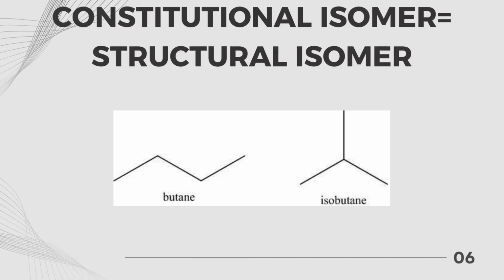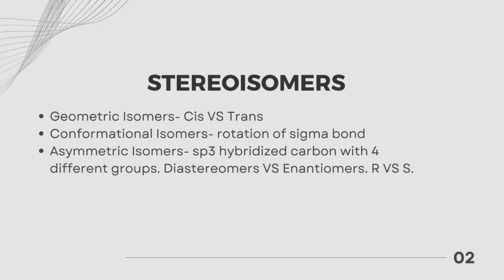Here is an example of constitutional isomers or structural isomers. These are compounds that have a different order in which the components are bonded. Each of these molecules has 4 carbons but varies in its arrangement. The different types of stereoisomers are geometric, conformational, and asymmetric isomers.